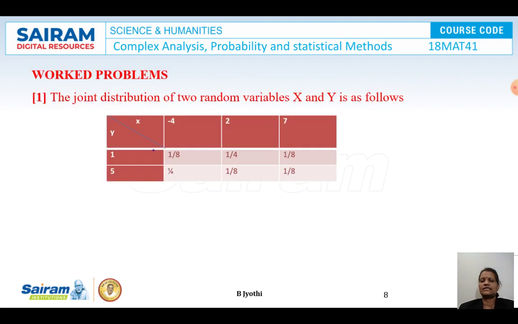Let's see the examples. The joint probability distribution of two random variables x and y is as follows. X takes the values -4 to 7, y takes the values 1, 5, and the probabilities are 1/8, 1/4, 1/8, 1/4, 1/8, 1/8, whose total will be 1 again.